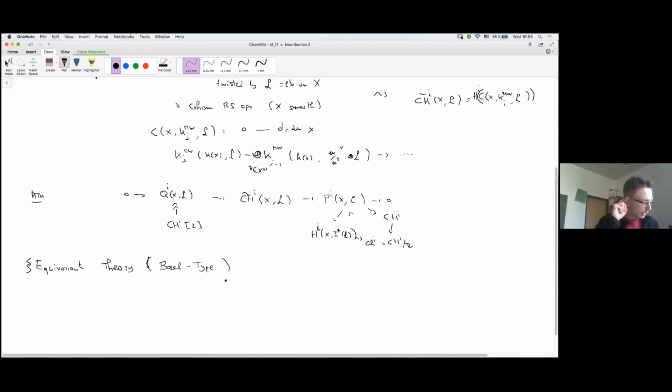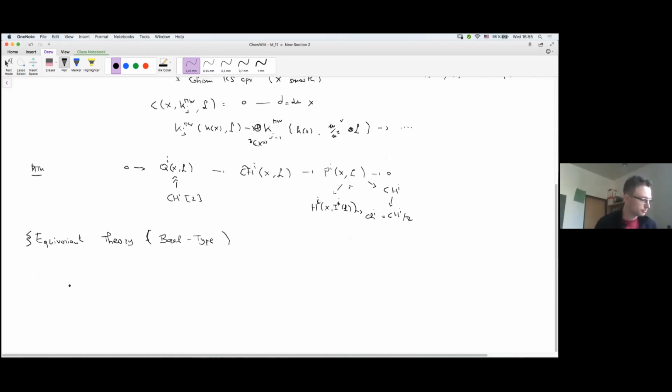Okay, and so this Borel type of theory can be extended without any effort to Chow-Witt rings. And we just give the following definition. So now I assume that G is an affine group scheme.